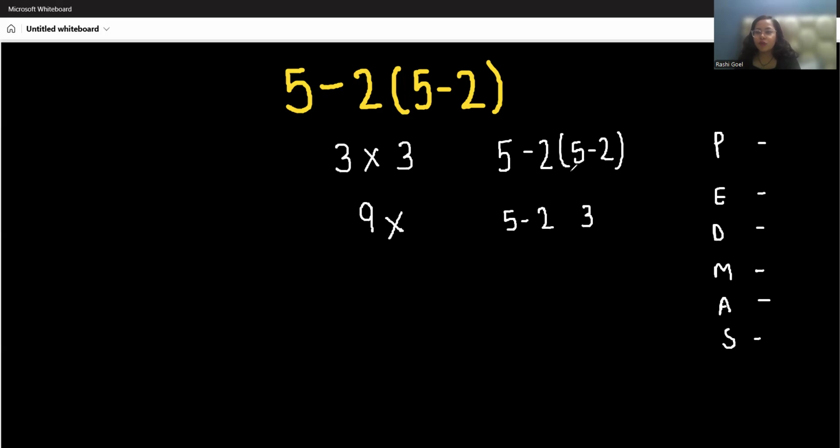Now, if we remove the bracket, we have to put the multiplication sign between them. Now we have two operations, that is subtraction and multiplication. And according to the PEMDAS rule, we have to give priority to multiplication first. So 2 times 3 is 6, and 5 minus 6 is minus 1. So what is the correct answer? Minus 1, not 9. I hope it's clear and you find it useful.